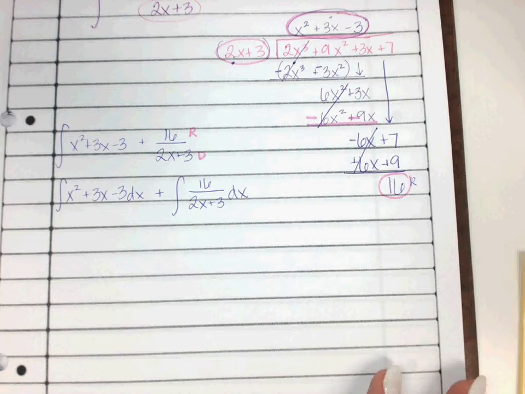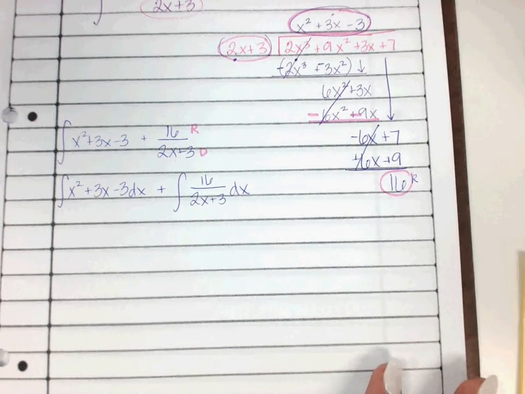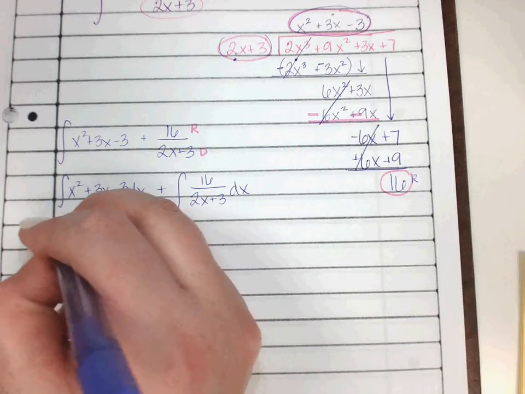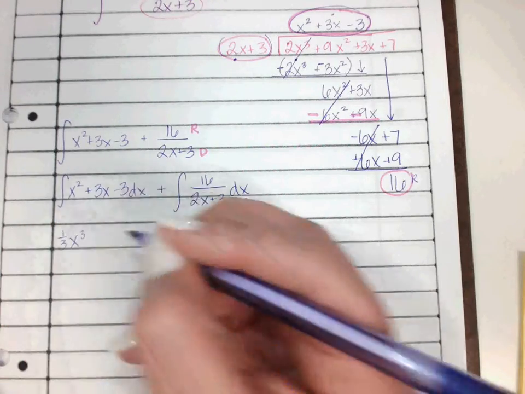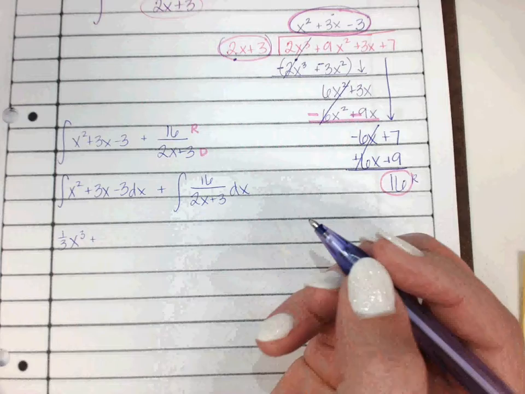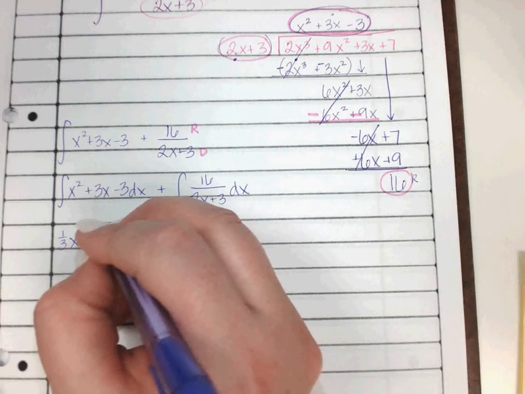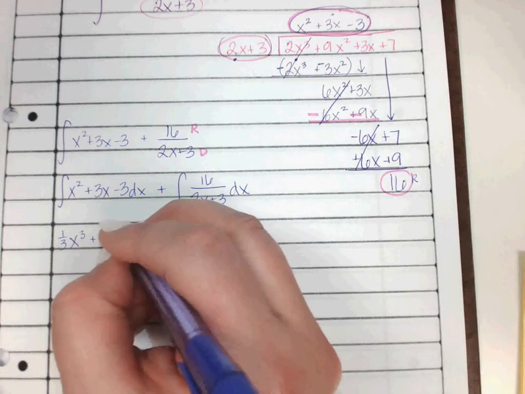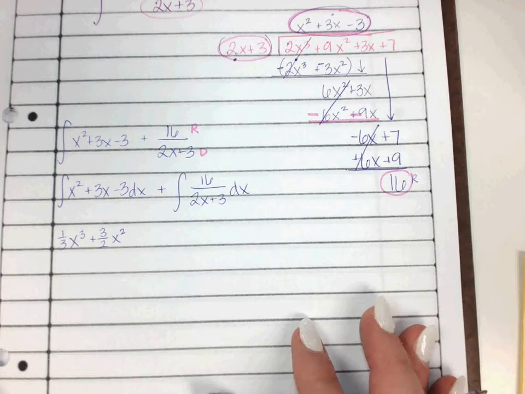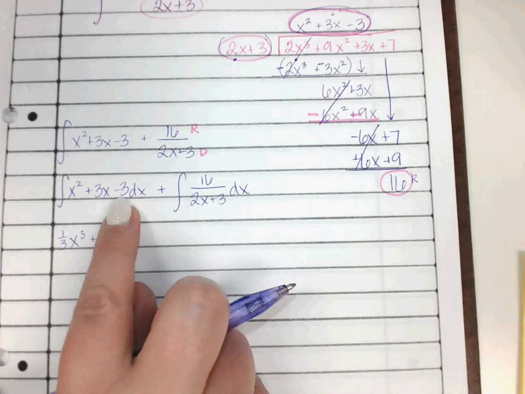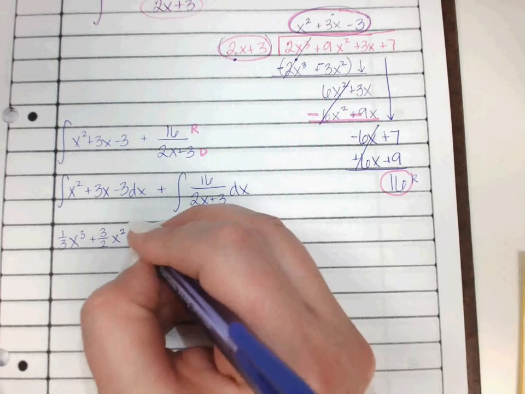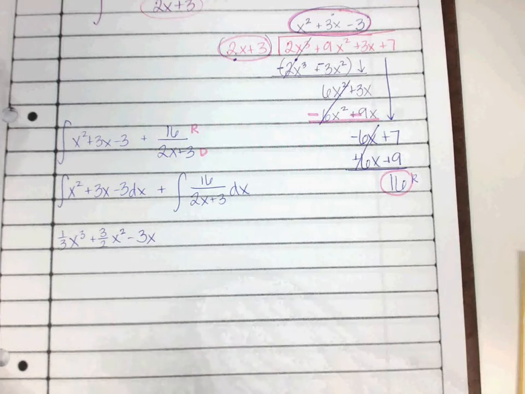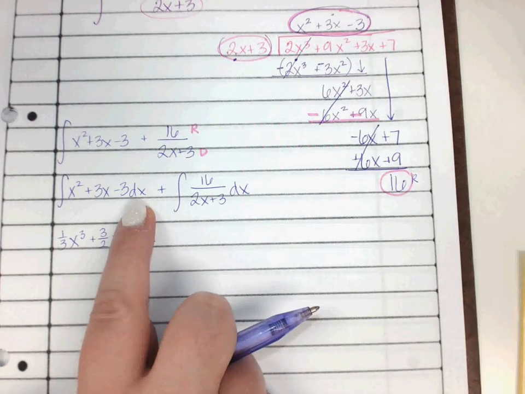So let's do the first one, the little polynomial. X squared, increase the power, it becomes 1/3 x cubed. Perfect. What about the 3x? Three over 2 x squared. And then what about the minus 3? What's the integral of that? 3x, because that's like a dx.